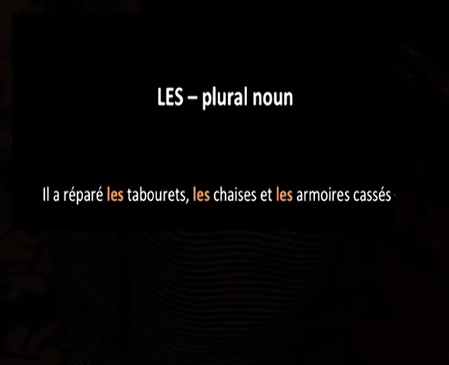In other words, les is placed before any plural noun regardless of its gender. For example, il a réparé les tabourets, les chaises et les armoires cassées. He has repaired the broken stools, chairs, and cupboards. In the text, these definite articles have been used several times.